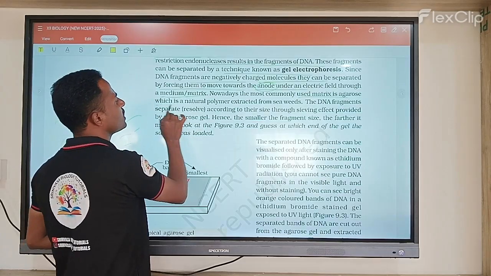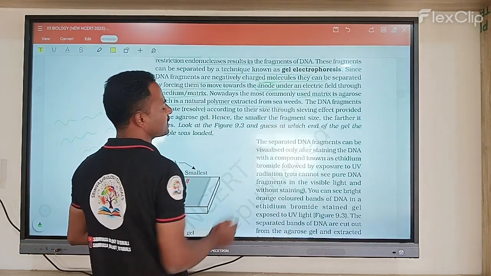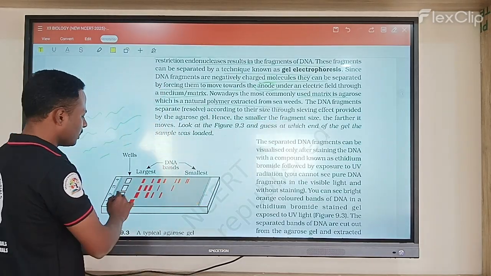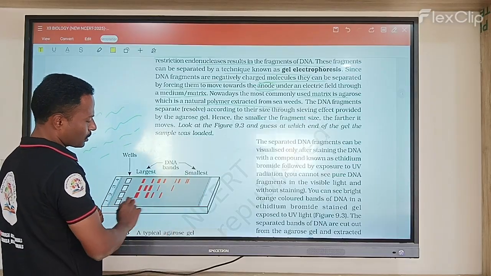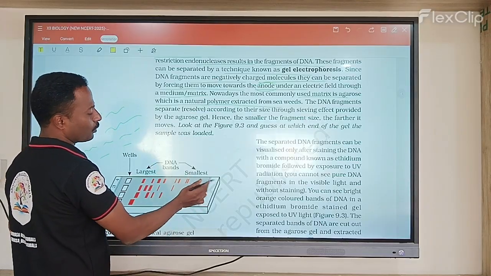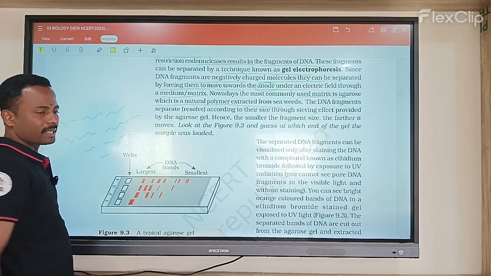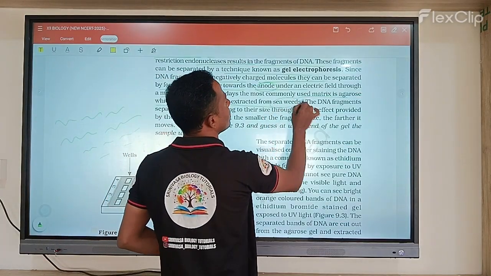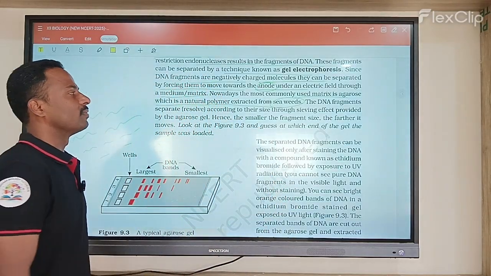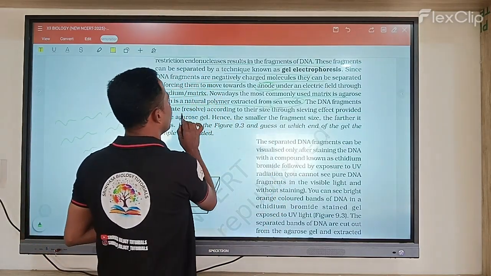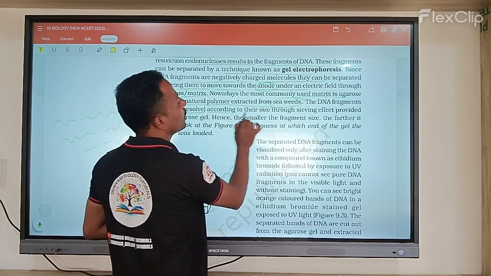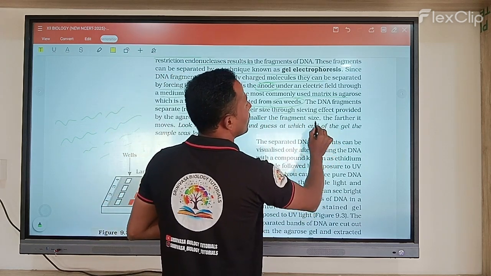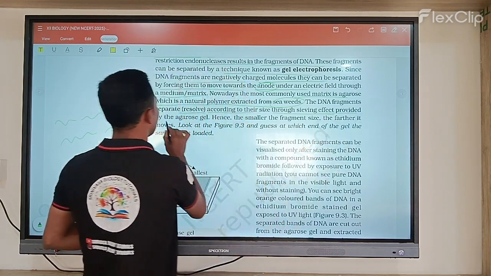Nowadays the most commonly used matrix is agarose, which is a natural polymer extracted from seaweeds. In the gel electrophoresis machine, the gel is present, and that gel is extracted from seaweeds. The DNA fragments are resolved according to their size, because of the sieving effect provided by the agarose gel.